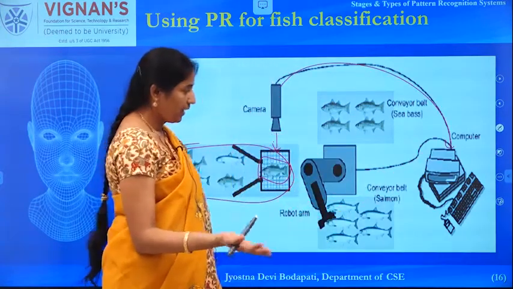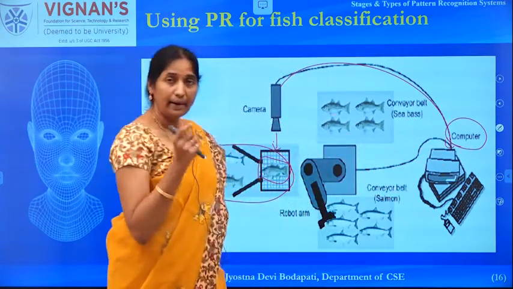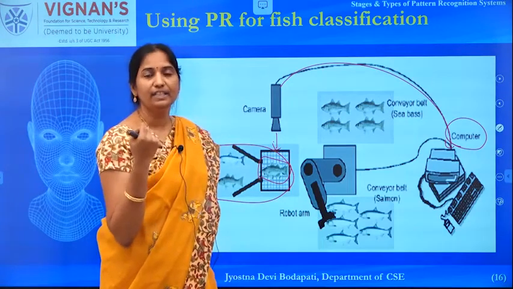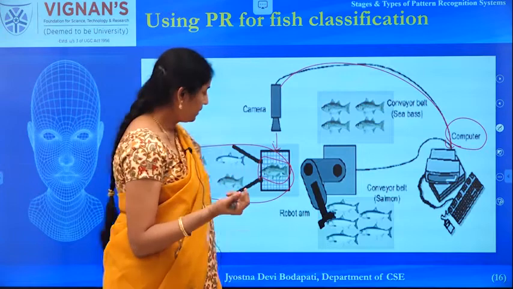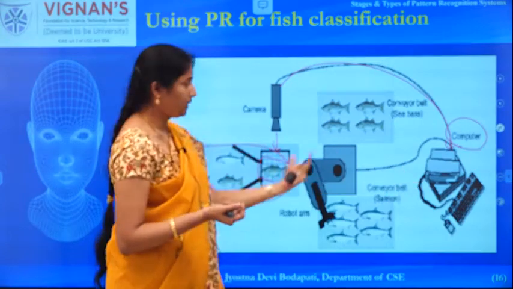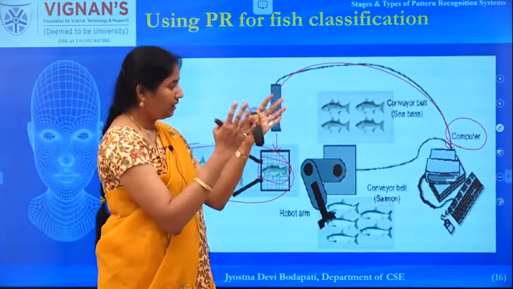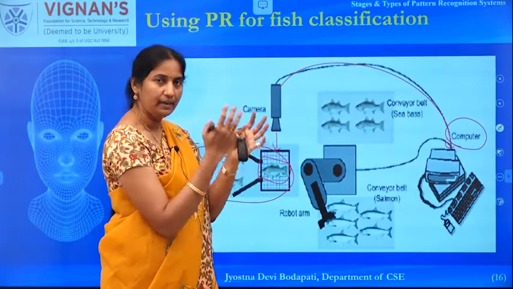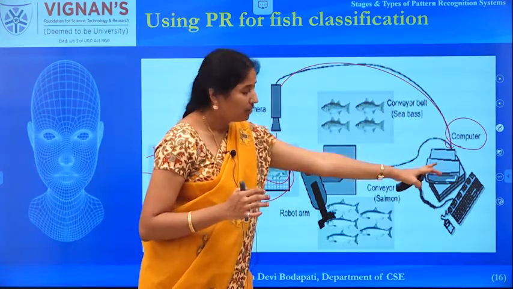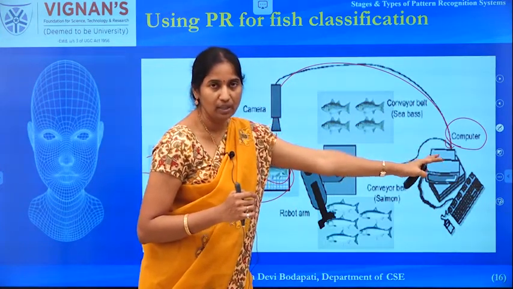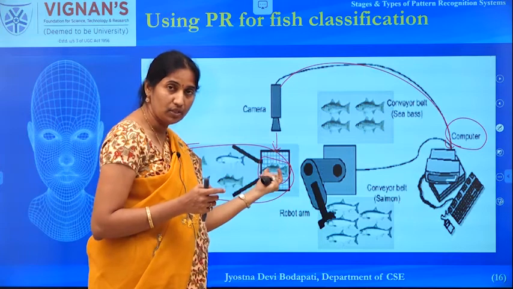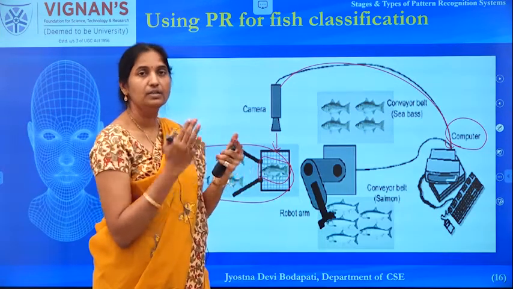This camera is attached to a machine, a computer, and inside this computer there is a pattern recognition or machine learning algorithm, which can identify the patterns in the data. The input to this algorithm is the image, right? A well-written model is already developed and stored in the computer. So when I provide the fish image, the model is executed and it produces as output whether the given fish image is a salmon or a sea bass.